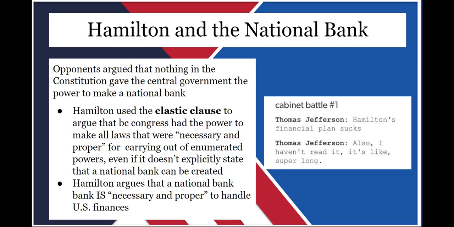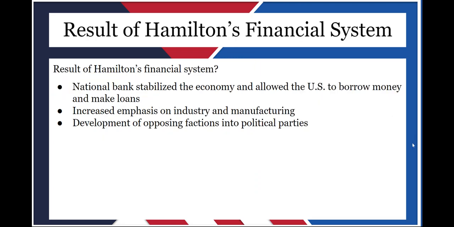So even if it doesn't explicitly state that the national bank can be created by the Constitution, Hamilton argues that it's covered under the Elastic Clause, that you need a national bank to handle U.S. finances, that creation of a national bank by the federal government is, in fact, necessary and proper. So in spite of not being an enumerated cause of power, he says it's implied because of the Elastic Clause.